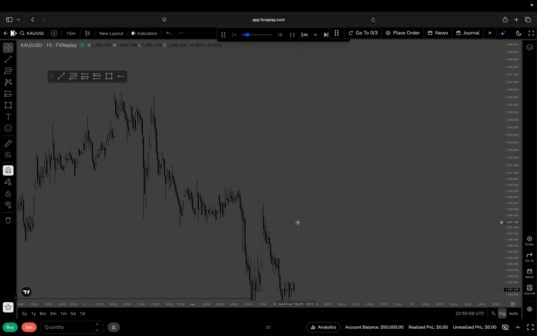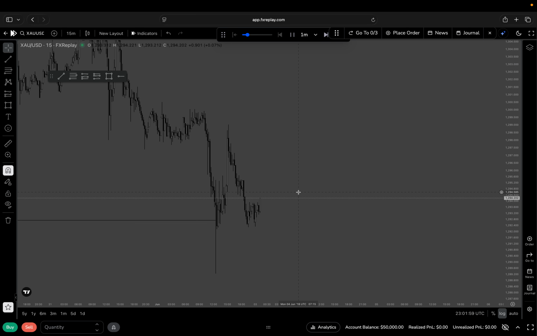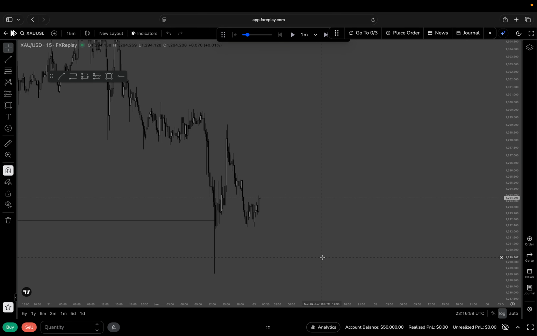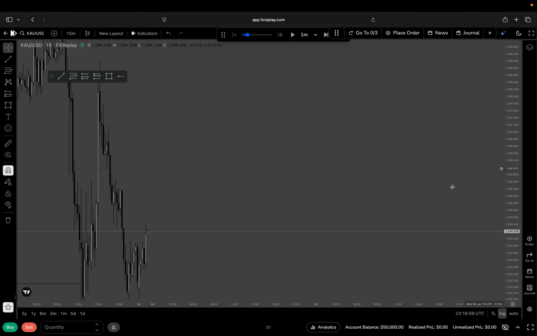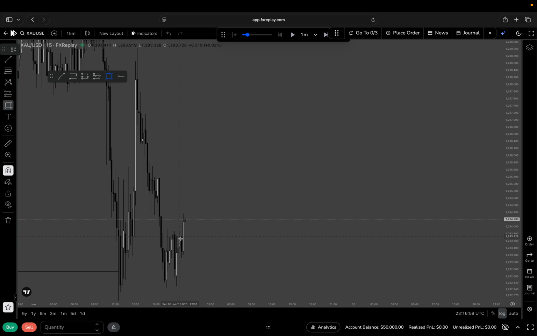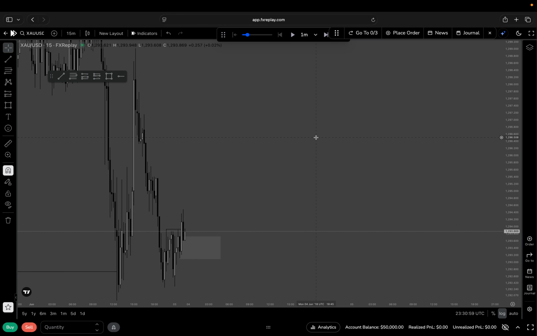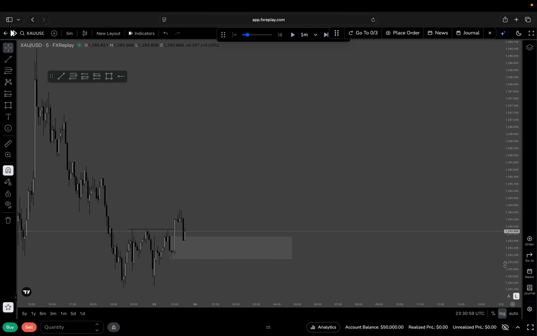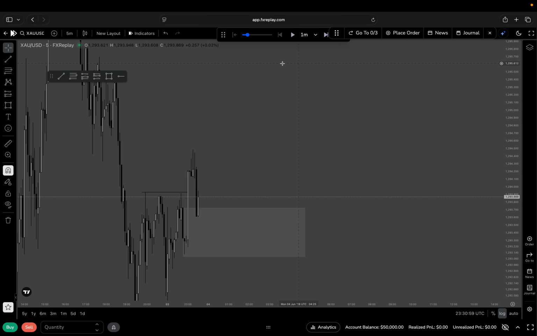Because we've got this whole range to deal with. Okay, we get a nice break. Let's see how we do in this zone here. We get a nice clean 15-minute break. So now the 15-minute internal is bullish. Let's see what we do here. Okay, we now tap back into that. Let's go to the 5 minute, see what we get on the 5 minute.